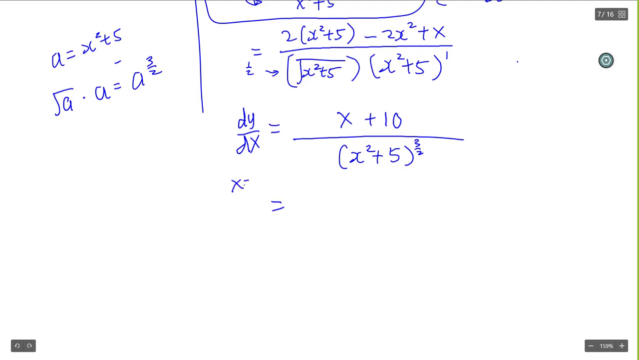So now when x equals 2 here, we have 12 over 2, which will be 4. 4 plus 5 will be 9. 9 to the power of 3 over 2 will be 27.